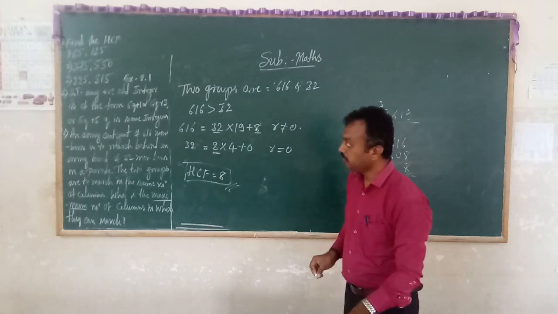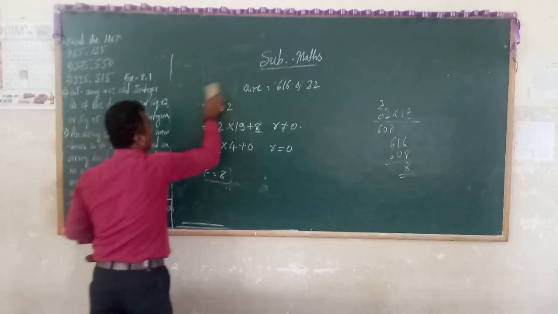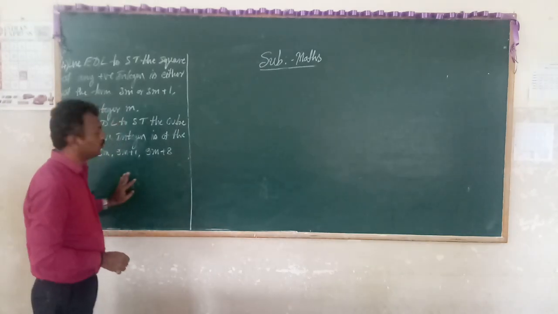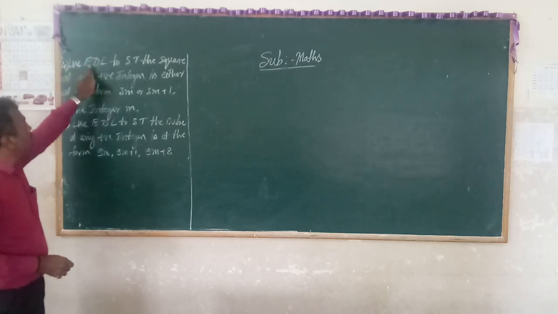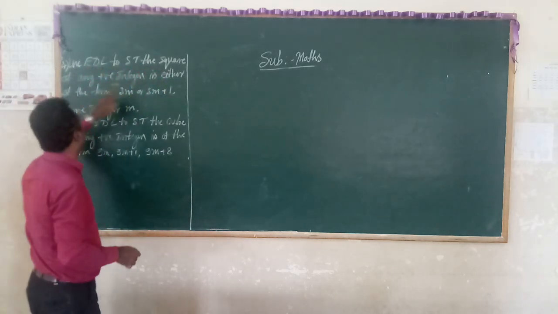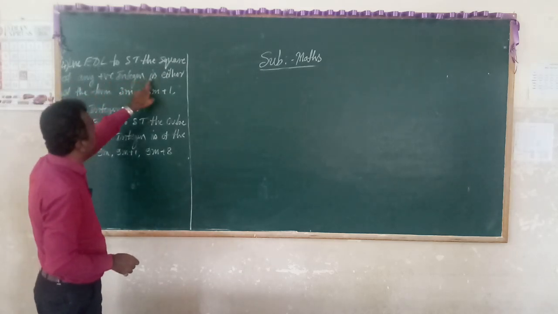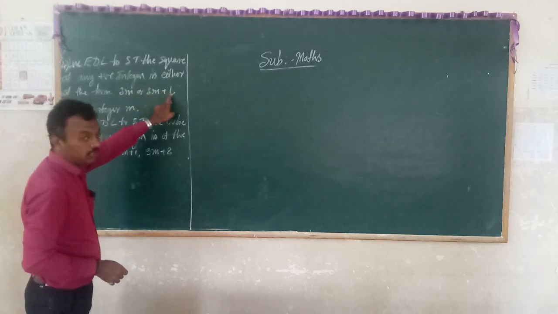Next, okay students, next question, number 4. Use EDL, that means Euclid division lemma, to show that the square of any positive integer is either of the form 3m or 3m plus 1.